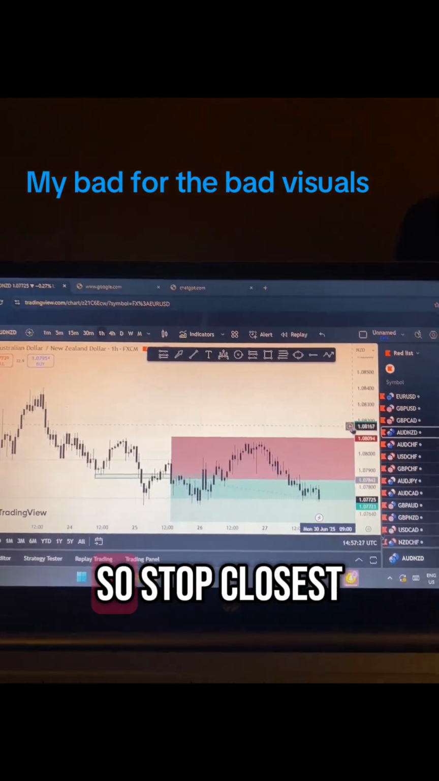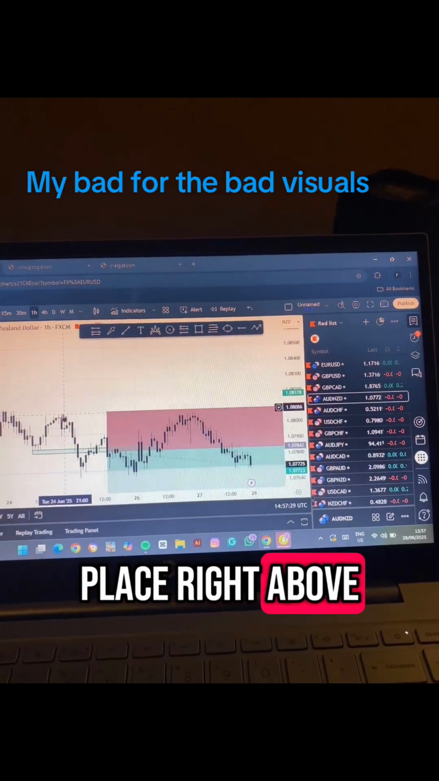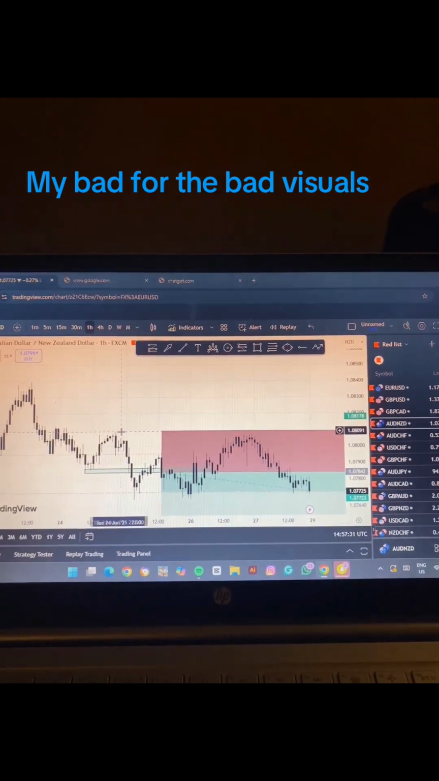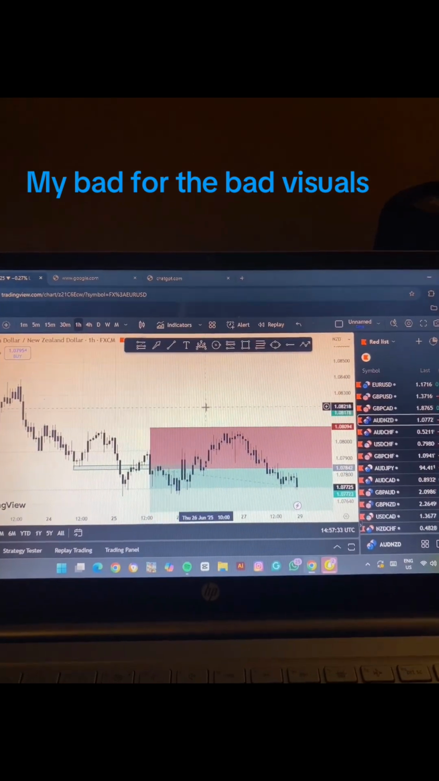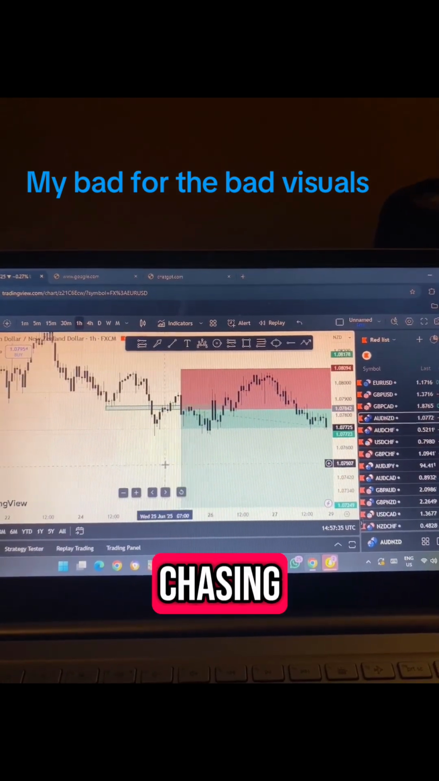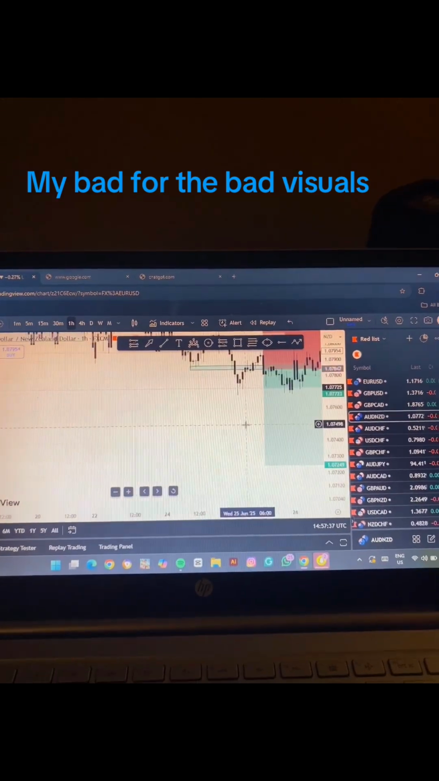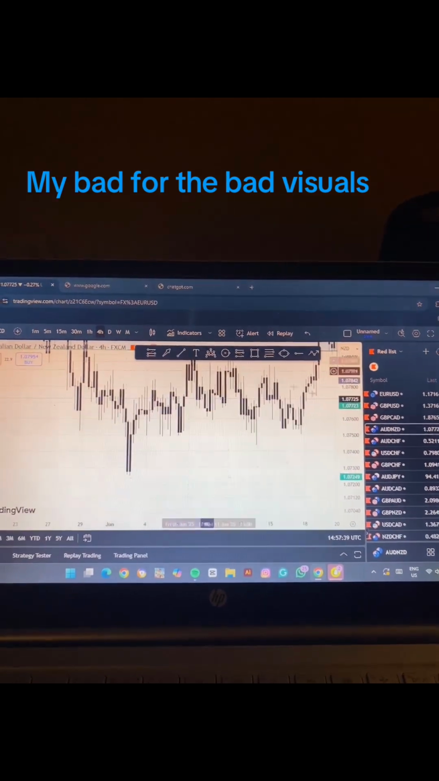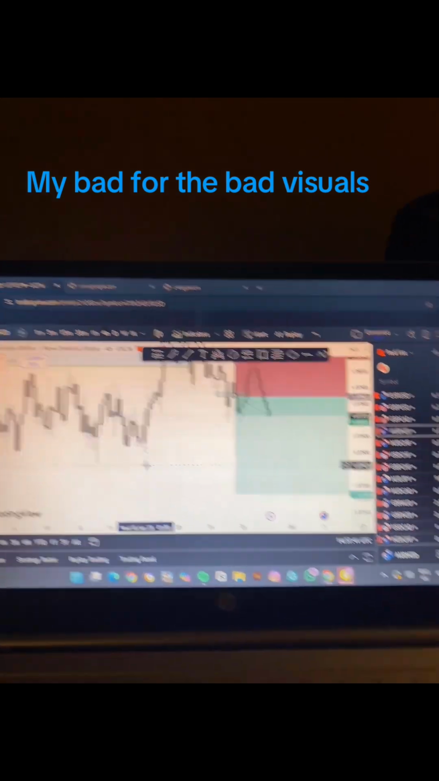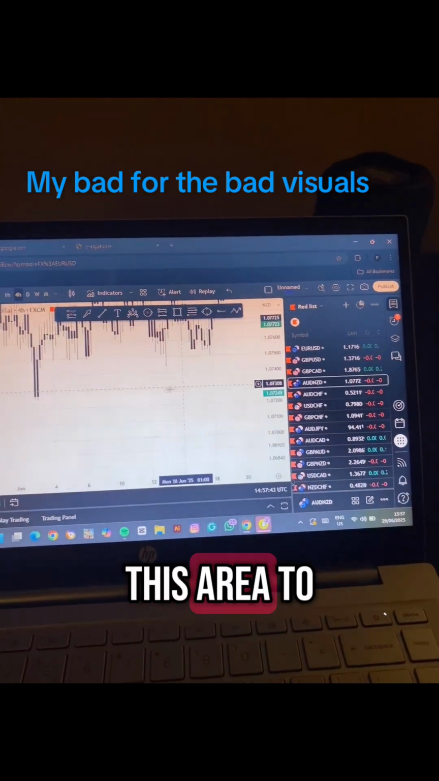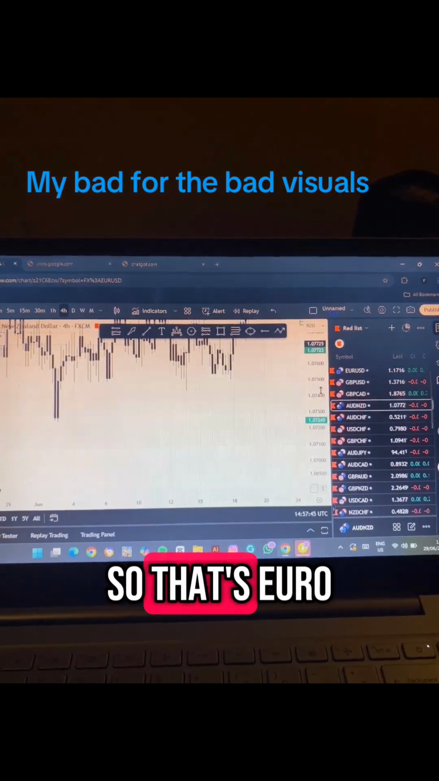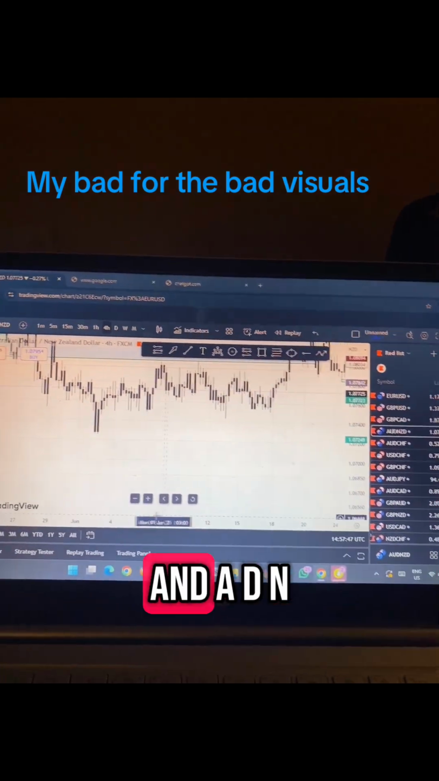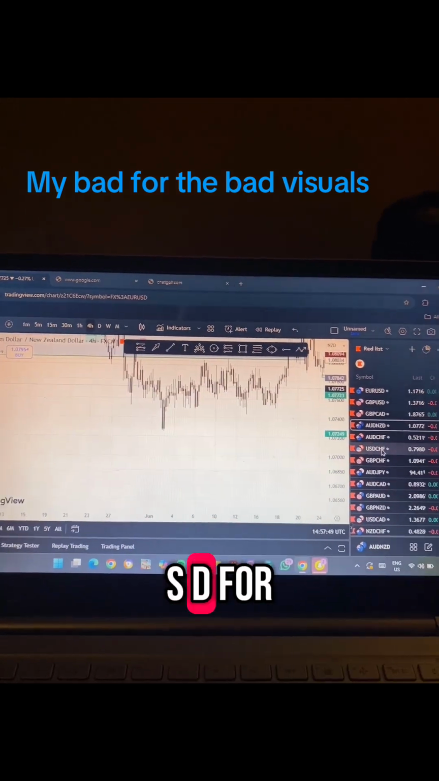So the stop loss was placed right above this last high, chasing this area, to be honest. So that's the Euro AUD trade.